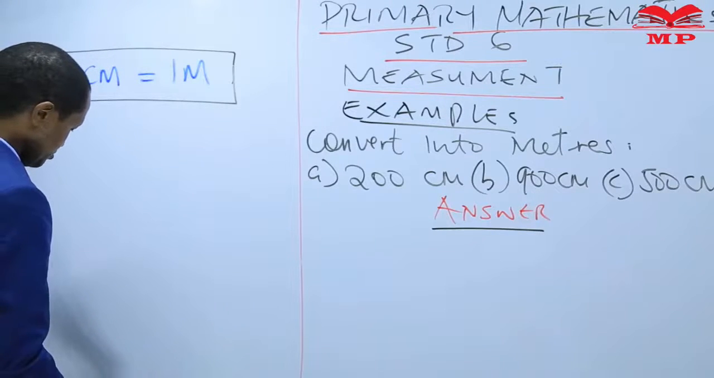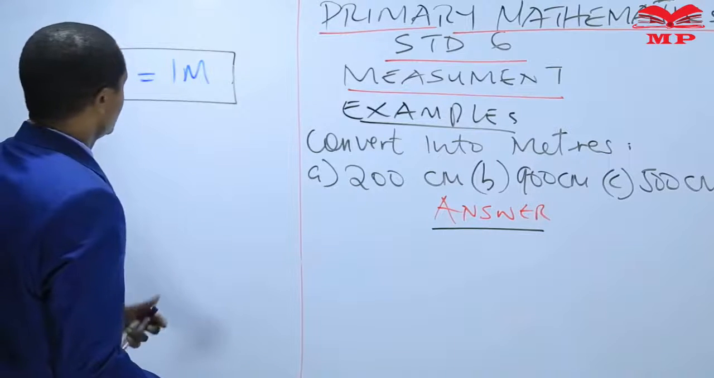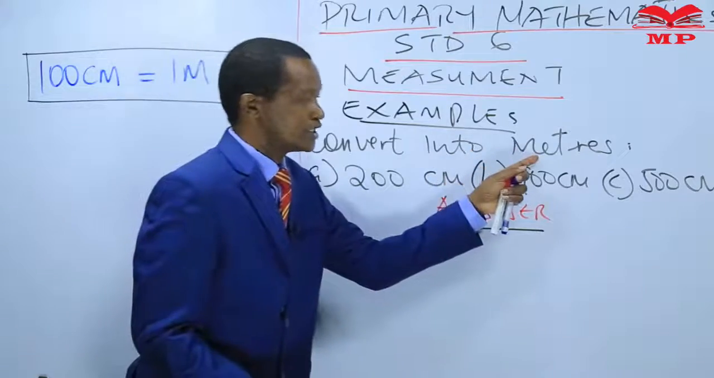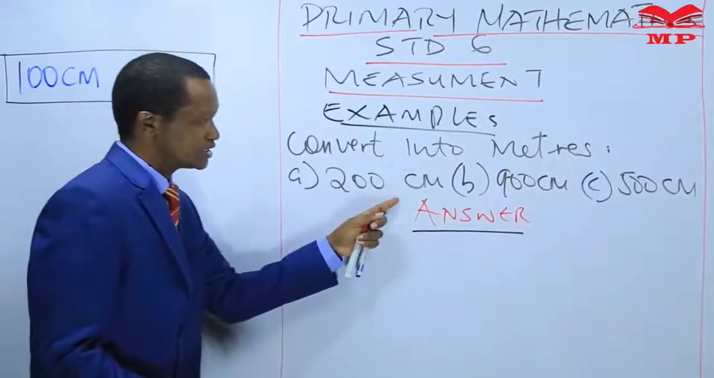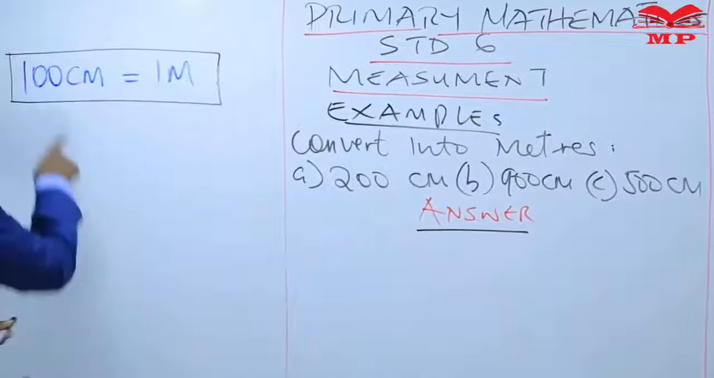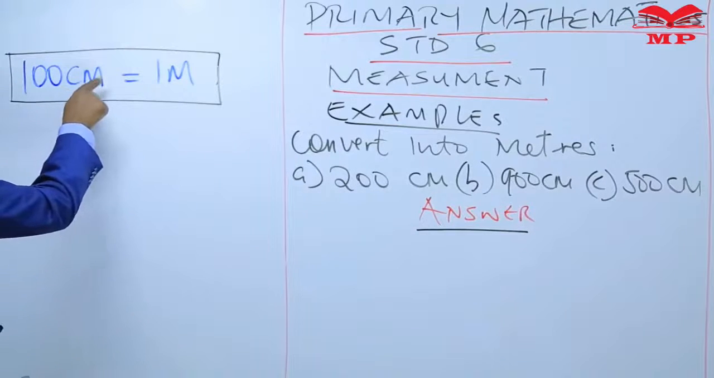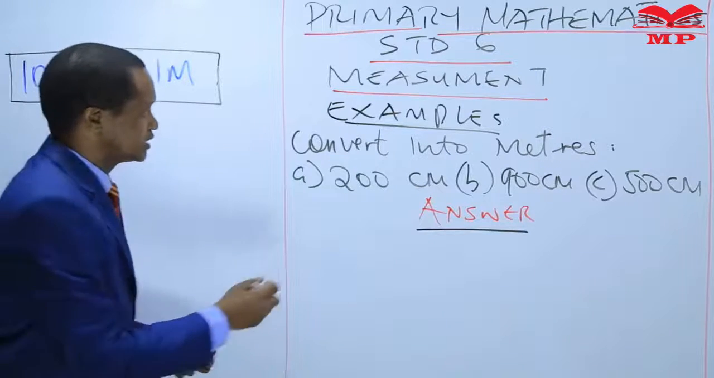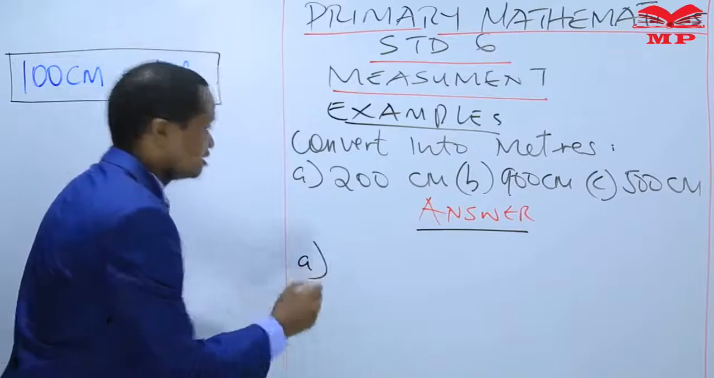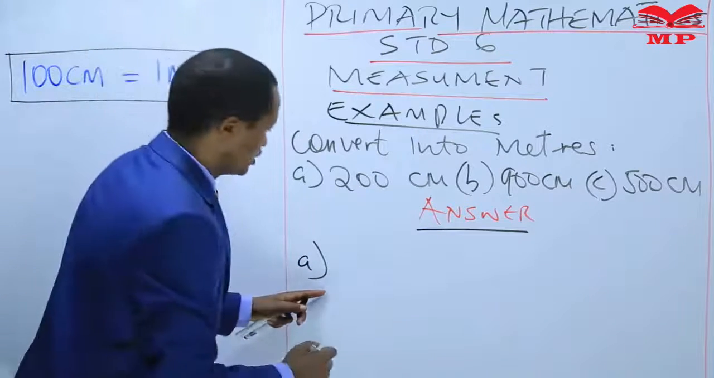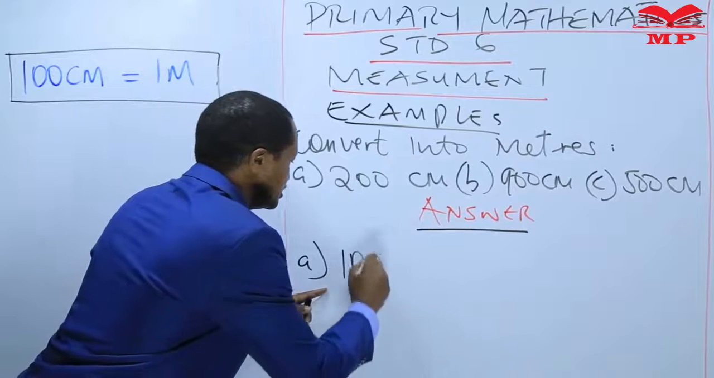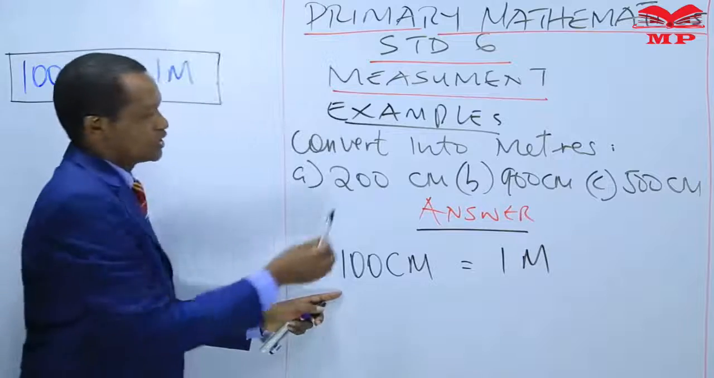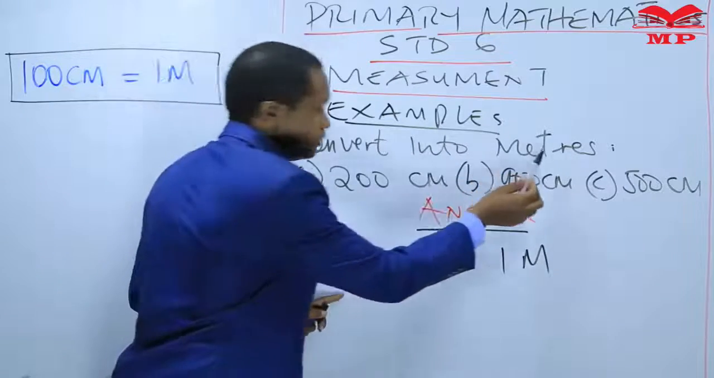That is a very important statement that you need to know, because learners, you want to convert centimeters into meters. Before we can convert centimeters into meters, you need to know that 100 centimeters is equal to 1 meter. So in answering part A, we write 100 centimeters is equal to 1 meter.